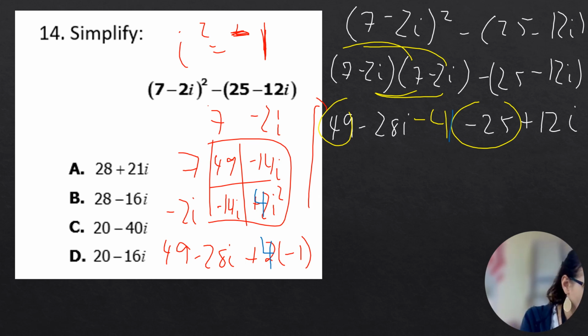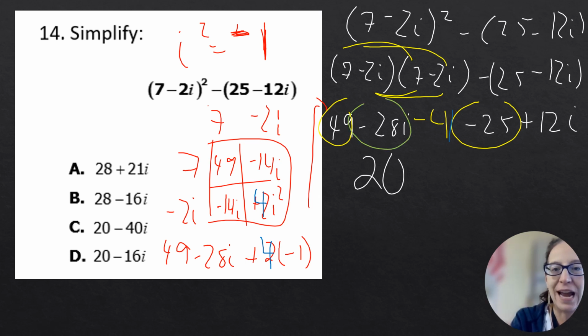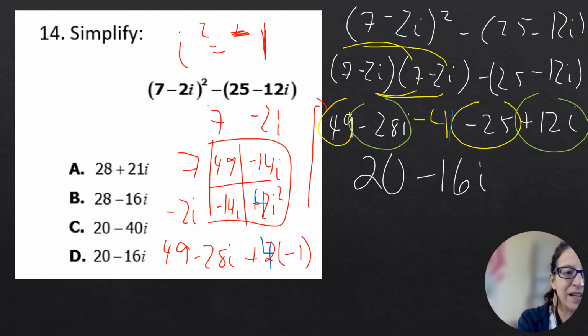Okay, so 49 minus 4 minus 25 gives me 20. I like that better. That's over there in my answer choices. And then I have -28i plus 12. And that gives me -16i, which, thank heavens, is an answer choice.